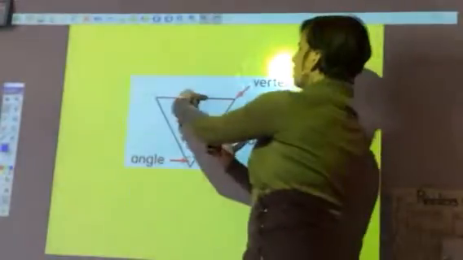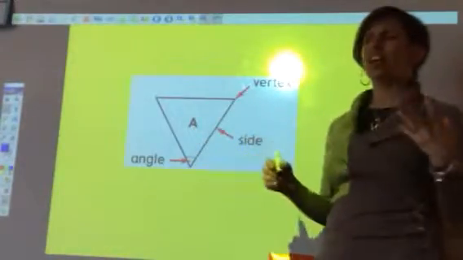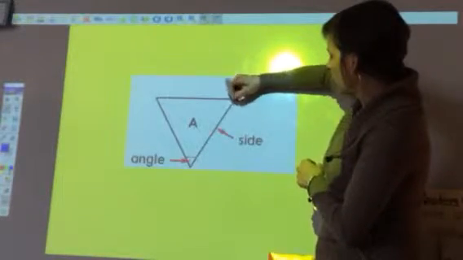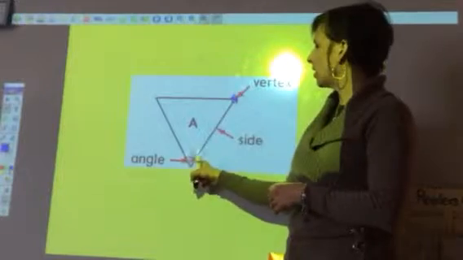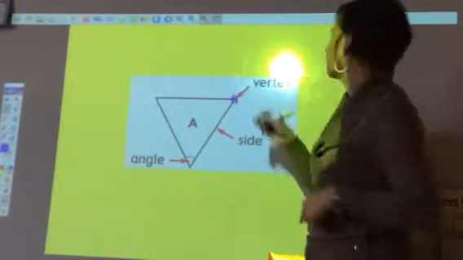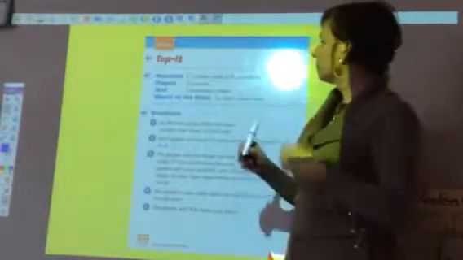And the vertex is where 2 lines meet. So we really could call it an angle, but it's really where the lines meet. This is the vertex right here. This is an angle right here. This is the vertex. Right where those 2 lines meet is the vertex. Okay? Very important that you have that. We're going to need that today.